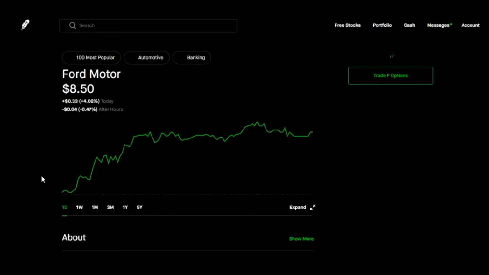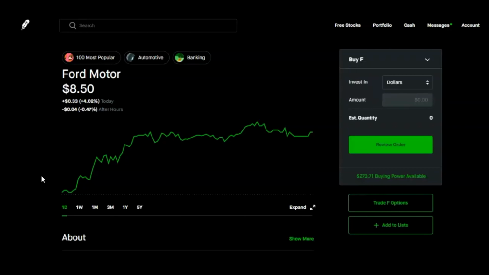So let's say you have $1,000 in your Robinhood account. You can start trading $100 an option. One of the mistakes I made in the past is, I have $1,000 and I want to trade 500. You know, the options, they move so fast.